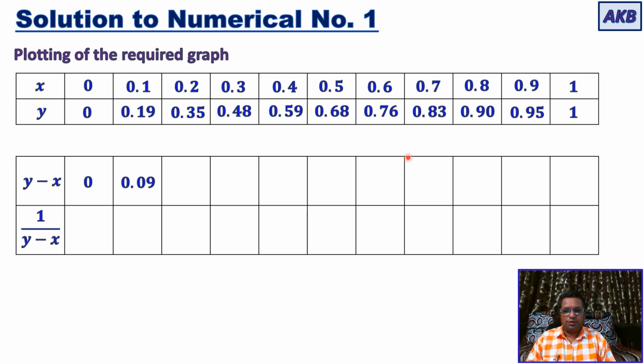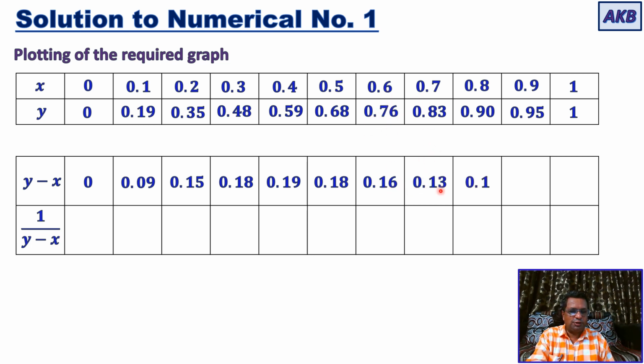0 minus 0 is 0. Then 0.19 minus 0.1 is 0.09. 0.35 minus 0.2 is 0.15. 0.48 minus 0.3 is 0.18. 0.59 minus 0.4 is 0.19. 0.68 minus 0.5 is 0.18. 0.76 minus 0.6 is 0.16. 0.83 minus 0.7 is 0.13. 0.9 minus 0.8 is 0.1. 0.95 minus 0.9 is 0.05, and 1 minus 1 is 0.